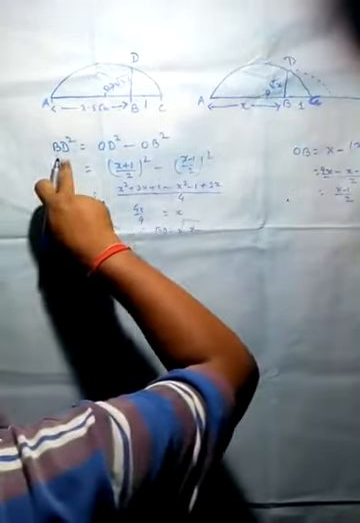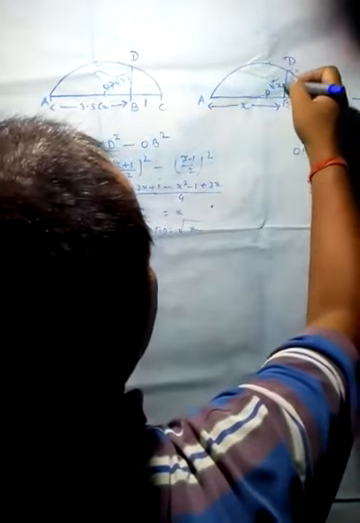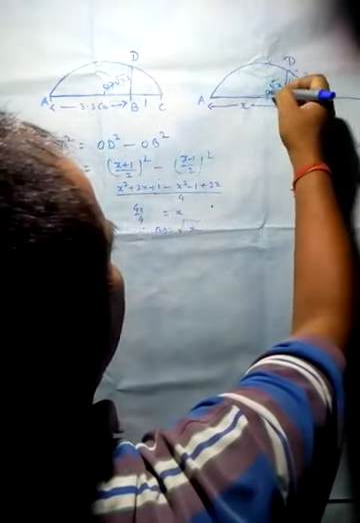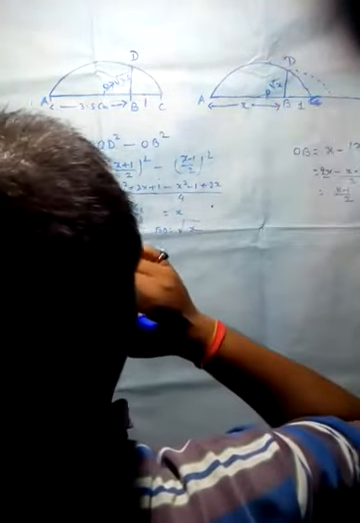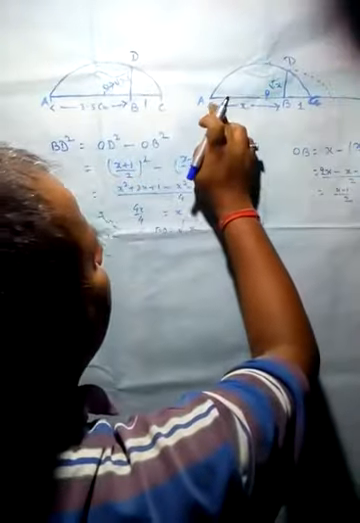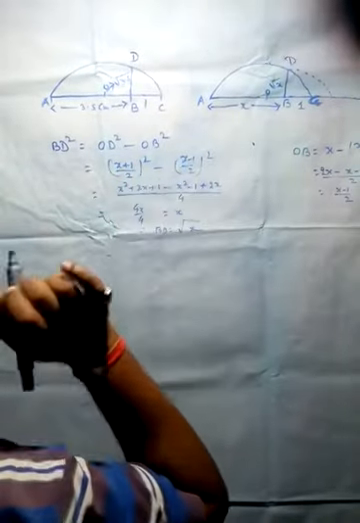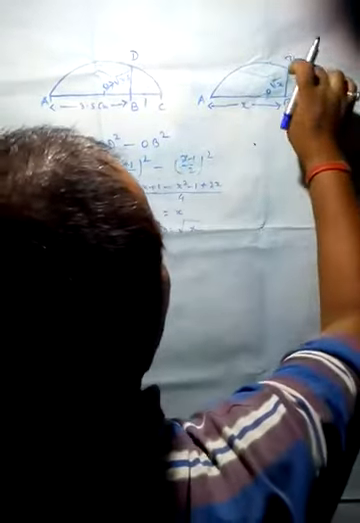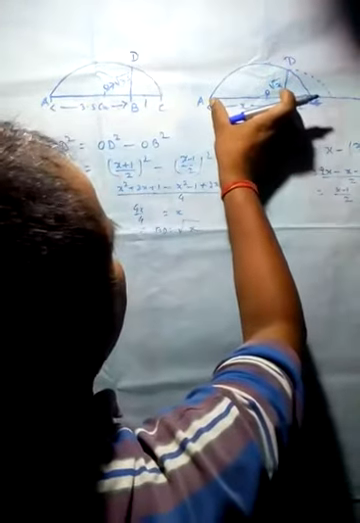How? BD square is equal to this OD. This OD, because here to there this is a right angle triangle. So BD square is equal to OD square minus OB square. Now first you find out the OB. Here OA is equal to OD is equal to OC. That is, this is x plus 1 by 2. This value x plus 1 by 2 is the value of OD. Now OB is equal to x. Here to there it is x.